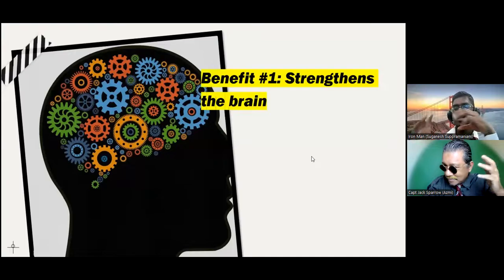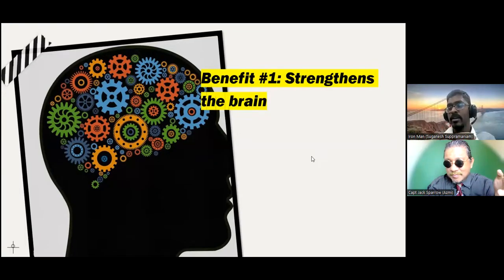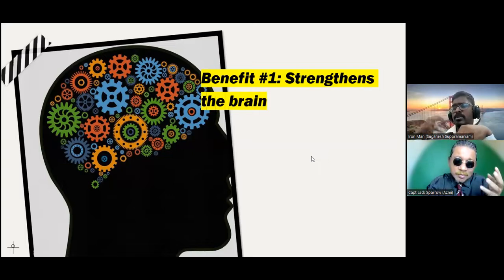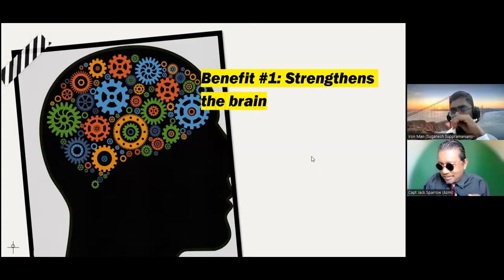All right. So I would like to talk about the benefits of reading books. What's the first benefit of reading books? It's basically strengthening the brain. When we read books, we get to read the story, read the lines, and we can increase our vocabulary and improve our memories. That's one of them.